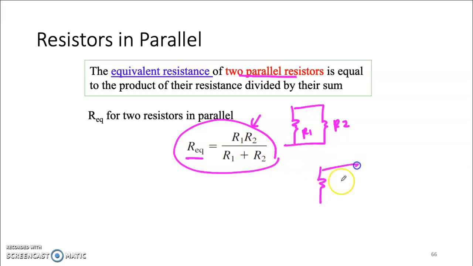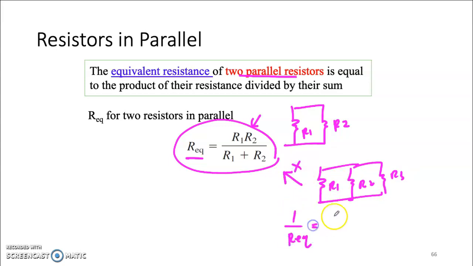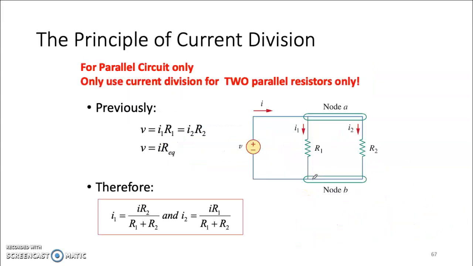But if you have three, you have R1, R2 and R3, you cannot use this equation. So what is the equivalent? Go back to the basic equation: 1 over R equivalent equals 1 over R1 plus 1 over R2 plus 1 over R3. So this is how you get the equivalent resistance in parallel.